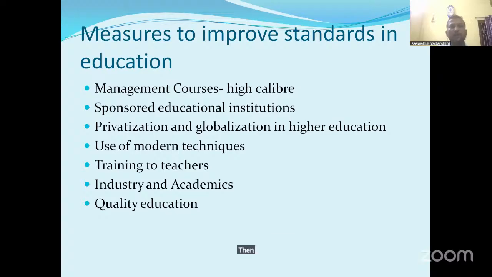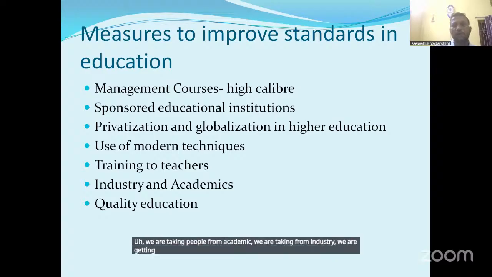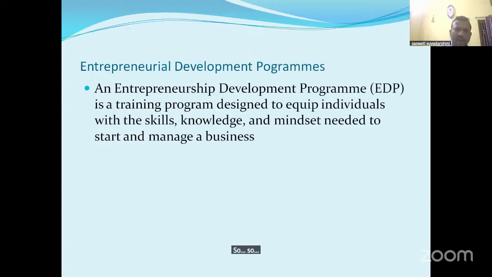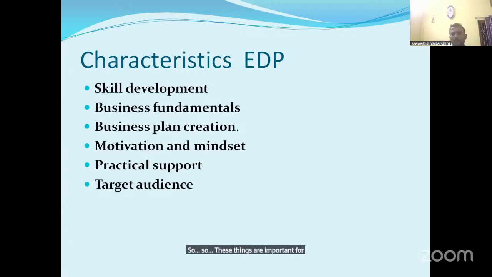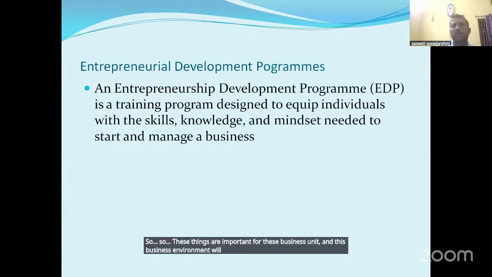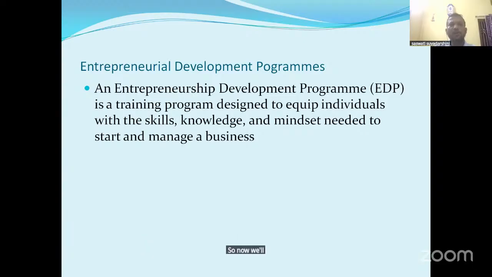Then we have already discussed this industry-academic relation. We take people from academia, we take from industry, we get the advantage of the knowledge and use it in our business field, so our business will be more viable. These things are important for the business unit, and the business environment will be more effective. So now we'll discuss the EDP. Any doubt on these slides?